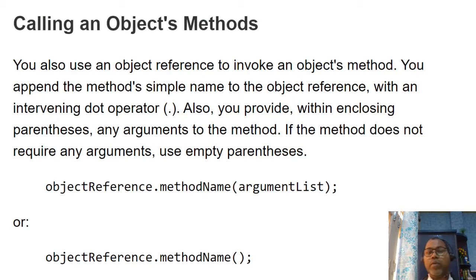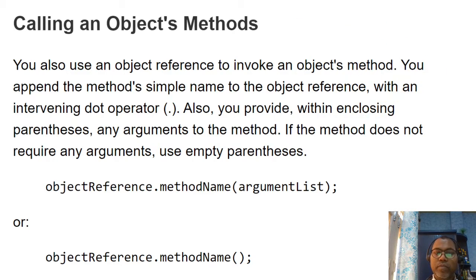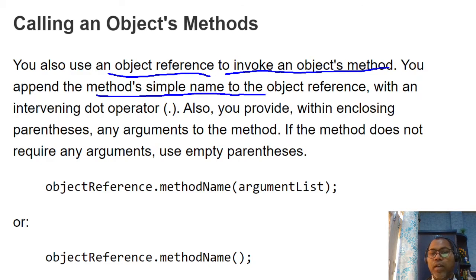And whenever we define a class, you give some field names, and you also define some methods inside the class. So inside the class blueprint you have defined some fields and some methods. These methods can also be accessed from the object reference using the dot operator. To be clear, you use an object reference to invoke an object method, with the dot operator.